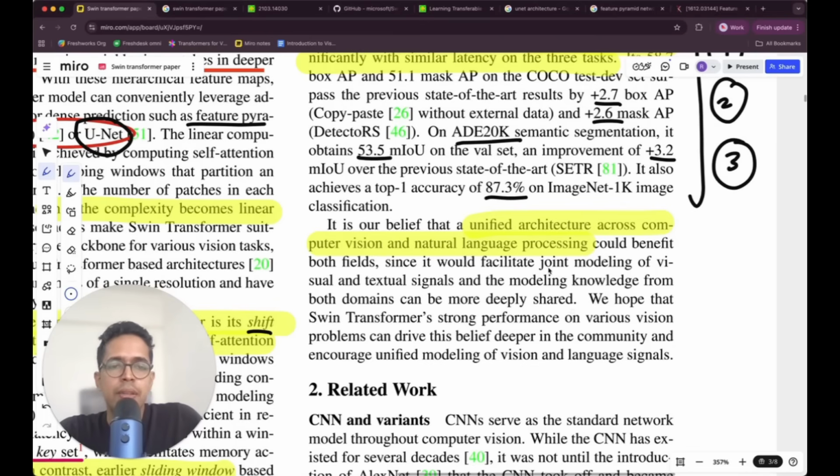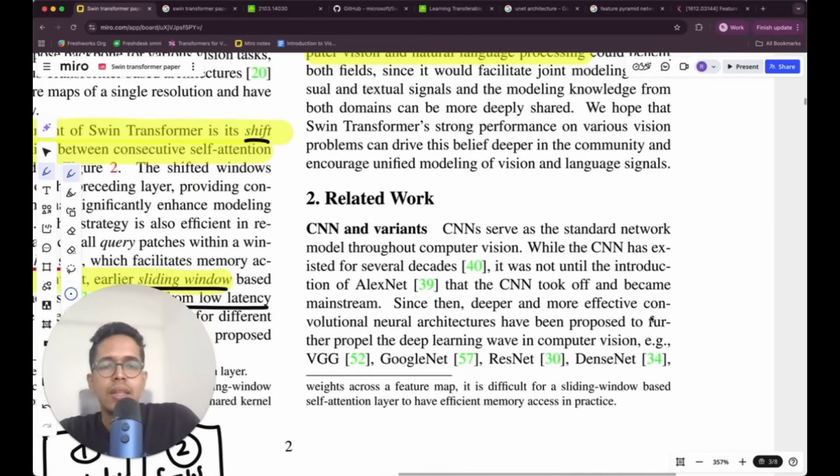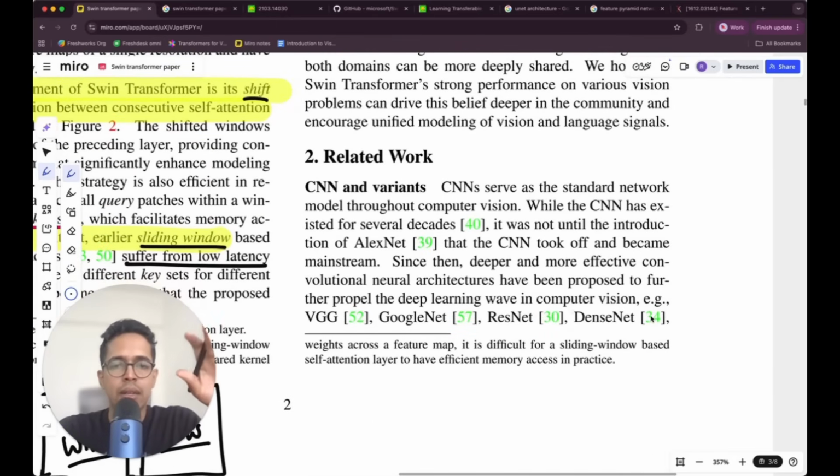"It is our belief that a unified architecture across computer vision and NLP could benefit both fields, since it would facilitate joint modeling of vision and textual signals, and the modeling knowledge from both domains can be more deeply shared. We hope that Swin Transformer's strong performance on various vision problems can drive this belief deeper in the community and encourage unified modeling of vision and language signals." So that is the introduction section. Now we will see a little bit of related work, and then after that we look at the architecture in detail.